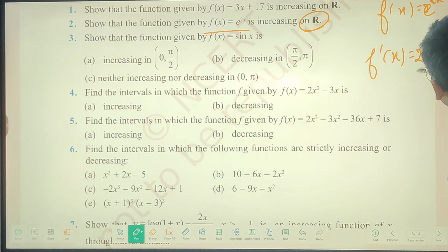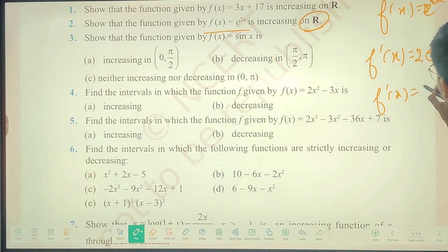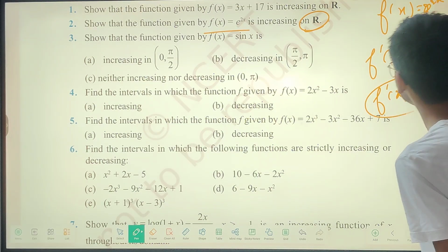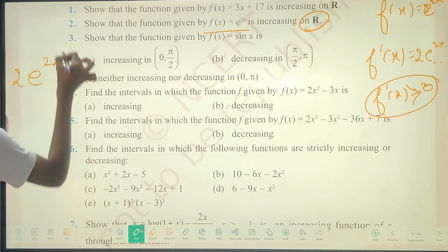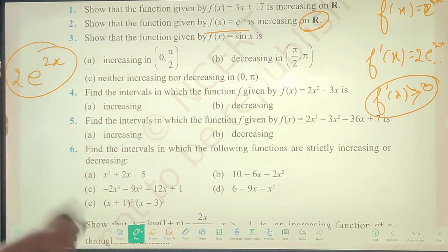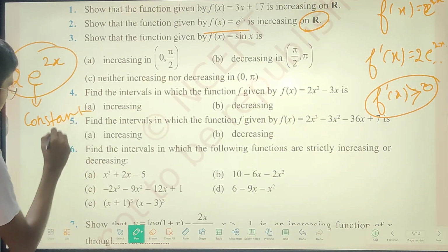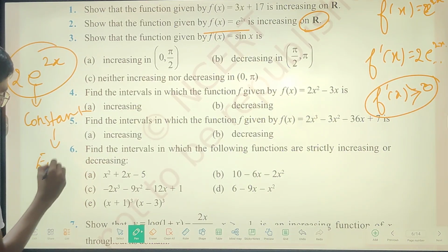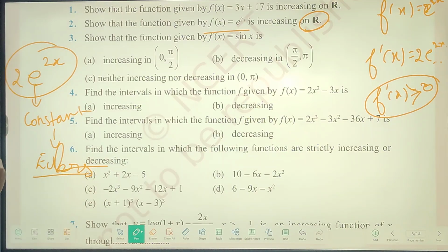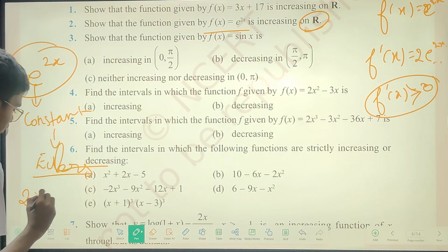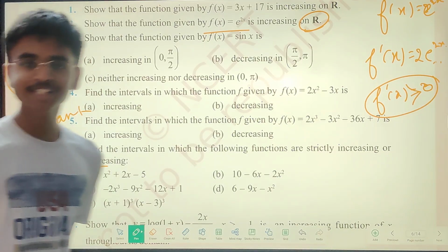So this one is always going to be positive. Why is it always positive? See, e is actually a constant. It is known as Euler's constant, which is 2.718. Even in our biology book they have given it.